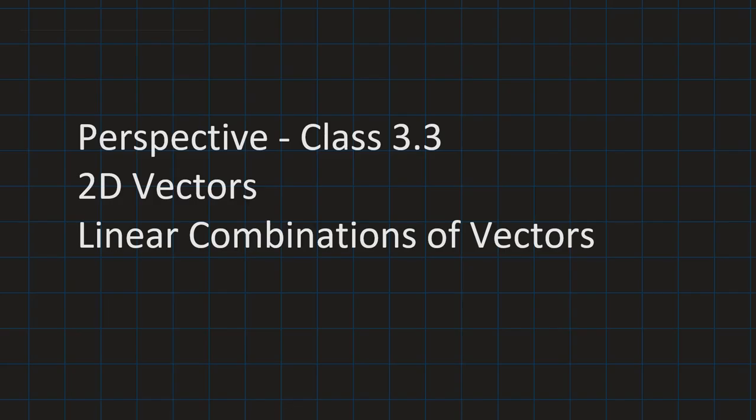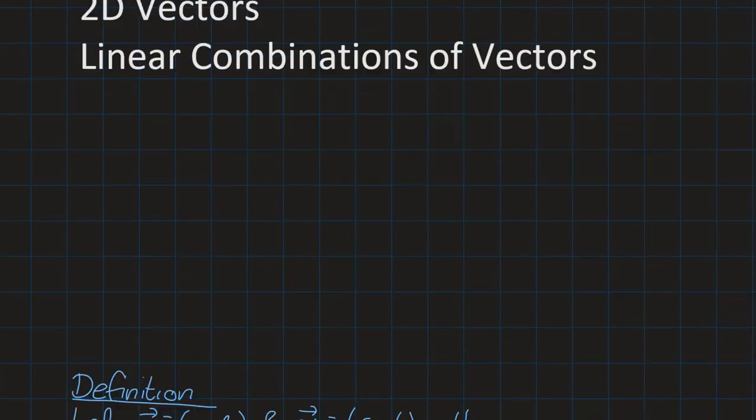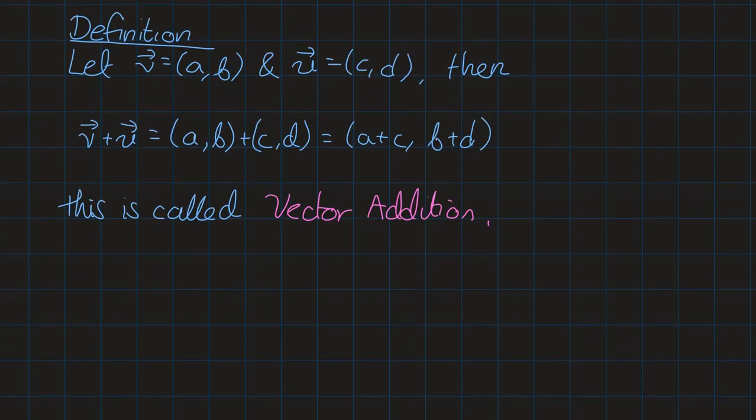Perspective Class 3 Video 3. In this video we're going to talk more about 2D vectors. In particular we're going to talk about linear combinations of 2D vectors. So let's begin with vector addition.